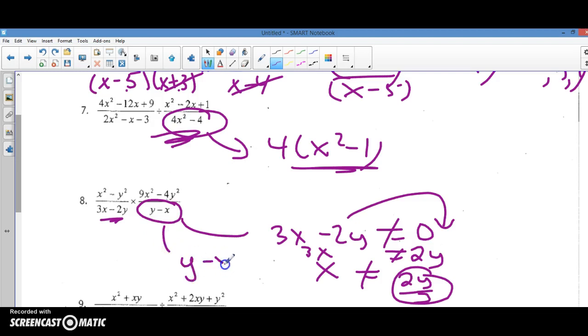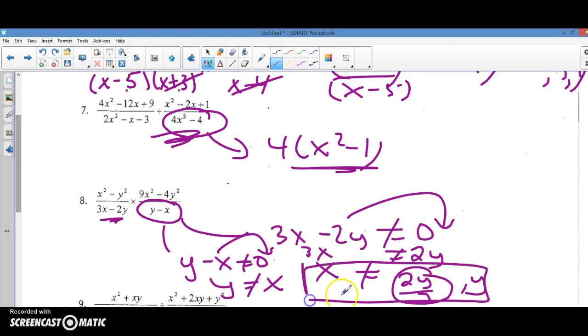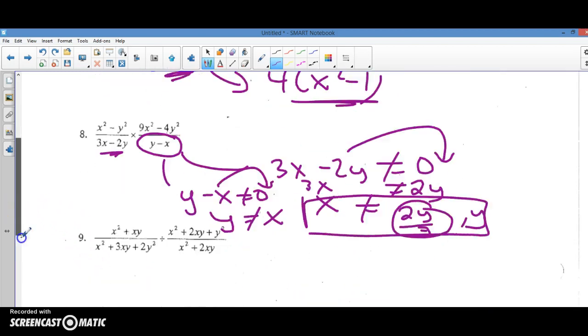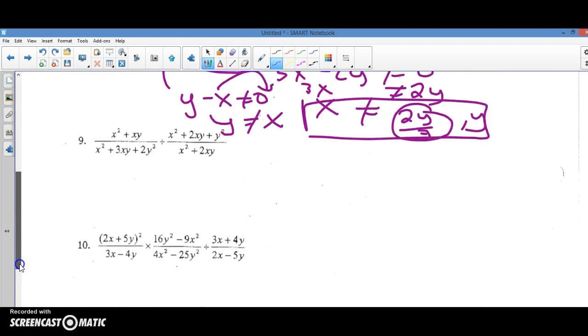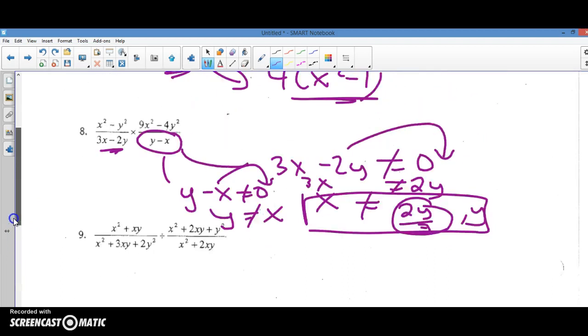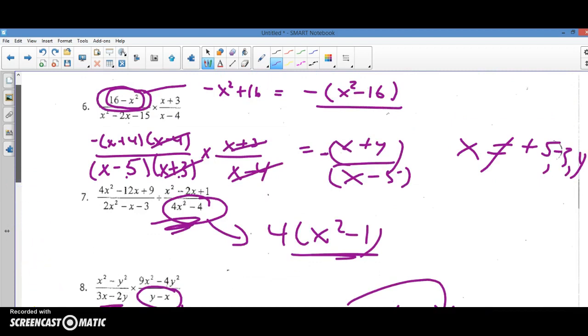Over here I have y minus x cannot be 0. And I want it to be x cannot be something, so I bring this x over because it's negative, and x cannot be y. So my two restrictions are x cannot be 2/3 y, or 2y over 3, and x cannot be y. And that's about it. So more of the same sort of stuff, just keep factoring away and keep crossing things out and keep stating your restrictions.